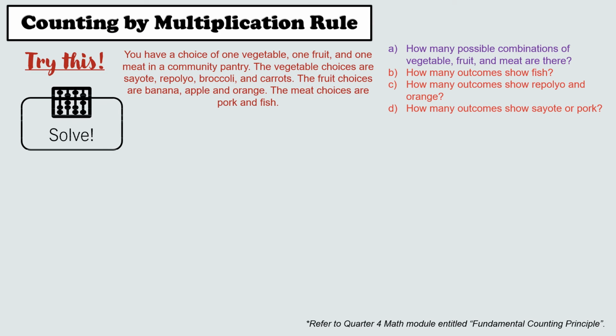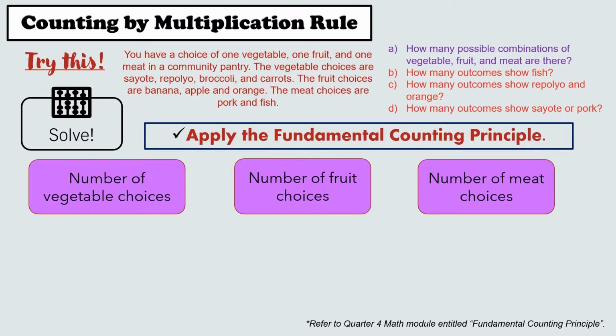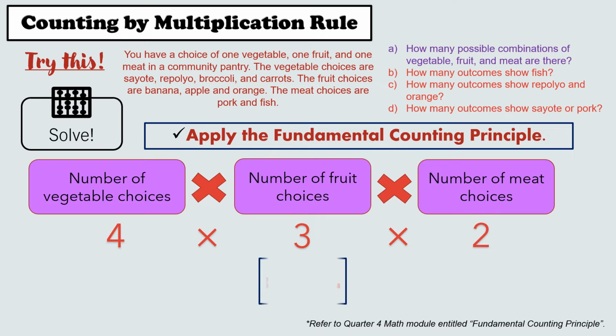Let us solve the problem. To know how many possible combinations of vegetable, fruit, and meat we can make, we apply the fundamental counting principle. We determine the number of possible vegetable, fruit, and meat choices that we can have and multiply them all together. Thus, we have 4 times 3 times 2, which is equal to 24.